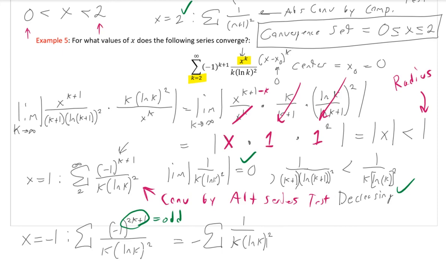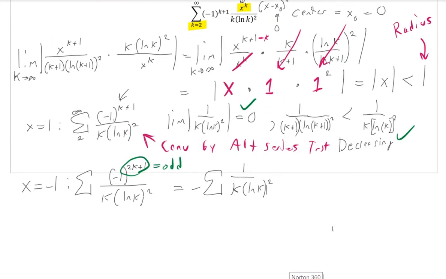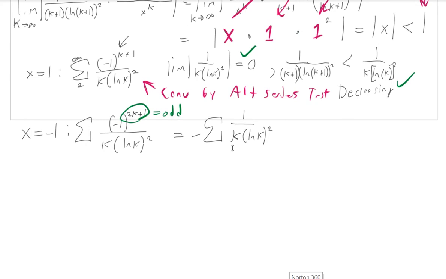Well, this one isn't alternating now. It's just overall negative, so we need another test to solve this. There are a few different solutions. It's kind of up to you in terms of what you want to do. But the fact that I see natural log of k, that's going to hint me to maybe use the integral test, although there are probably other things you can do. It's just the first one you see, go ahead and try it.